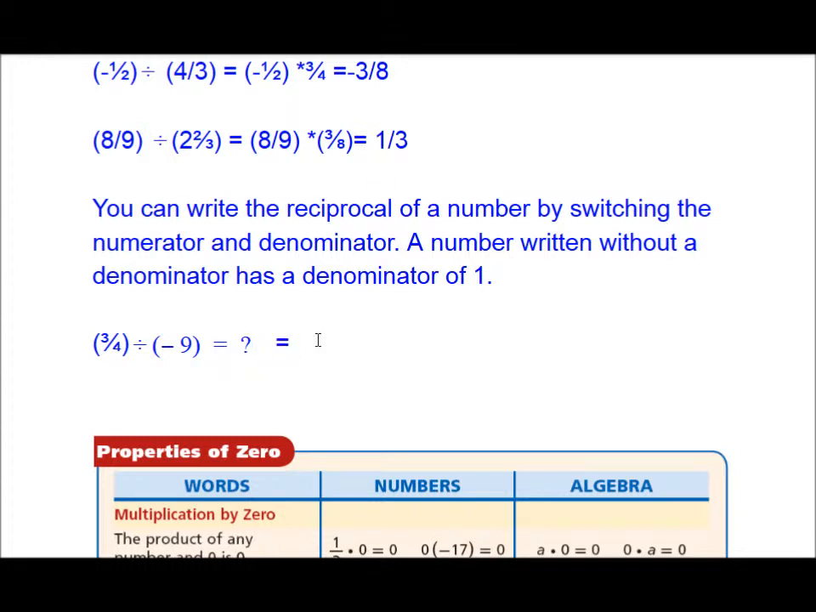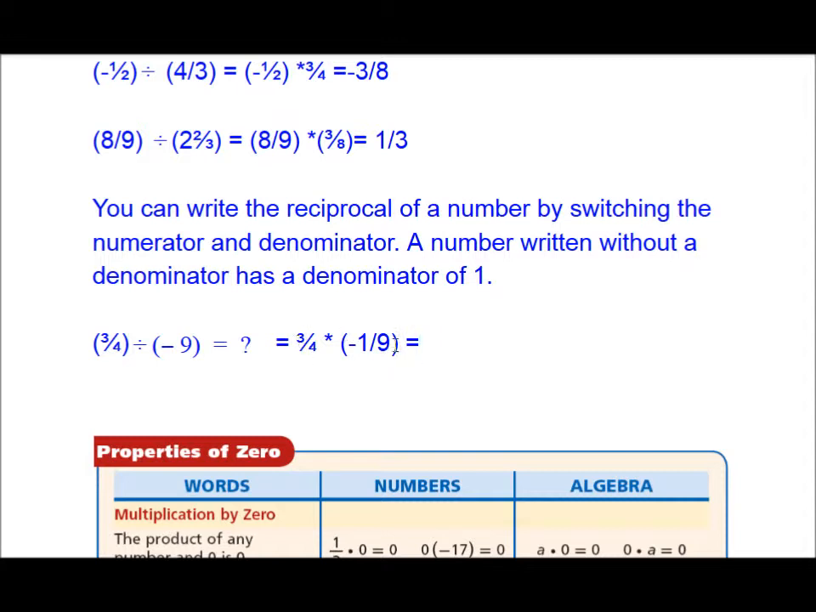Another example would be 3 by 4 divided by minus 9. There is no denominator, that means the denominator is 1. So in case of 3 by 4 divided by minus 9, the reciprocal of minus 9 is 1 by minus 9, that is minus 1 by 9. So we will multiply by minus 1 by 9, which is the reciprocal of minus 9. So now we will multiply both the fractions together to get the answer.